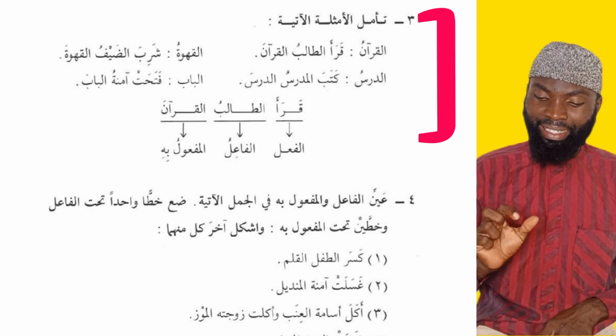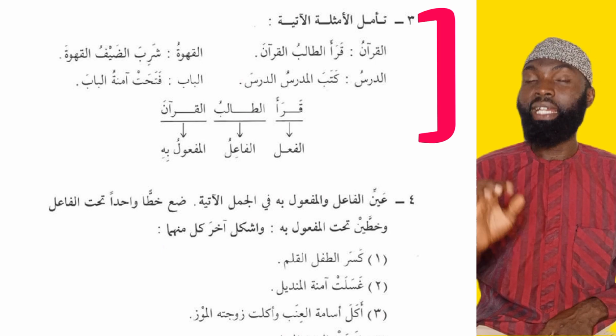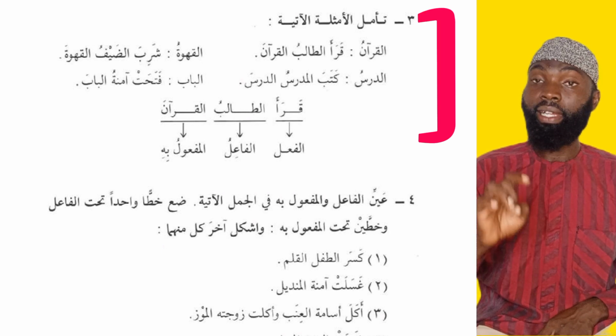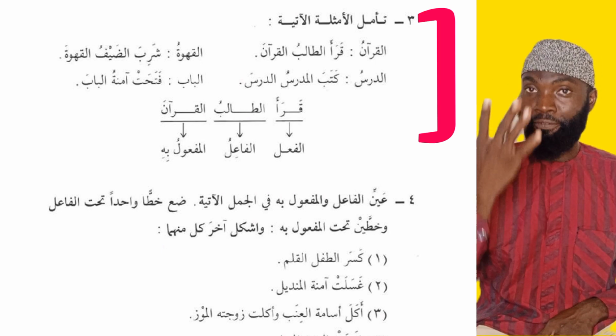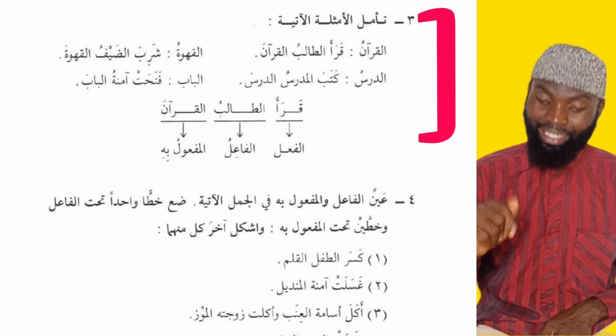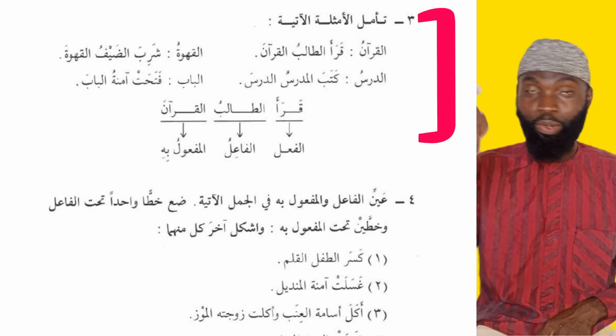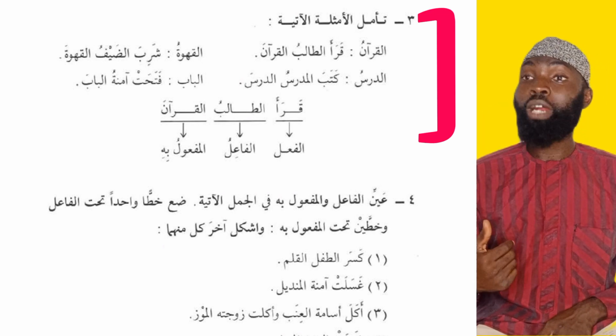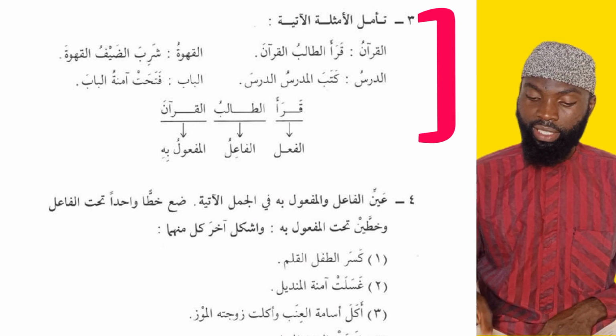Now, analyzing these sentences, we hear Qara'a at-talibul Qur'an. The student read the Qur'an. So Qara'a is the verb, which shows that this is a verbal sentence. Then at-talibu is the fa'il. We can see damma on it. And al-Qur'ana is the maf'ulun bihi, the object of the sentence.